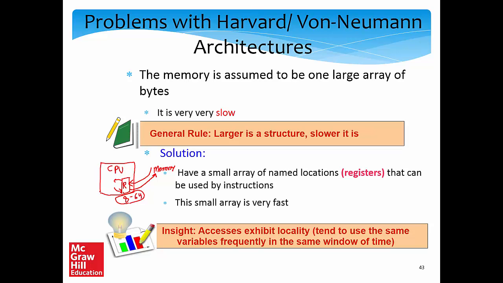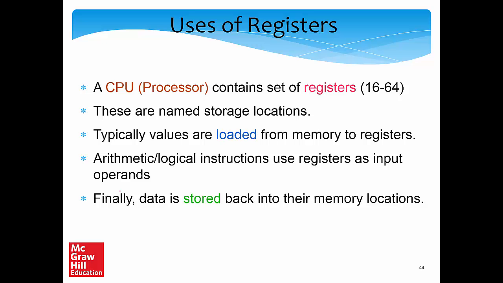The reason this paradigm works is because accesses exhibit locality, which means that we tend to use the same variables frequently in the same window of time. So you keep them in registers and you can very quickly access them. You don't have to access a large and slow structure like memory. So the use of these named storage locations is as follows: we read them from memory to the set of registers using load instructions.